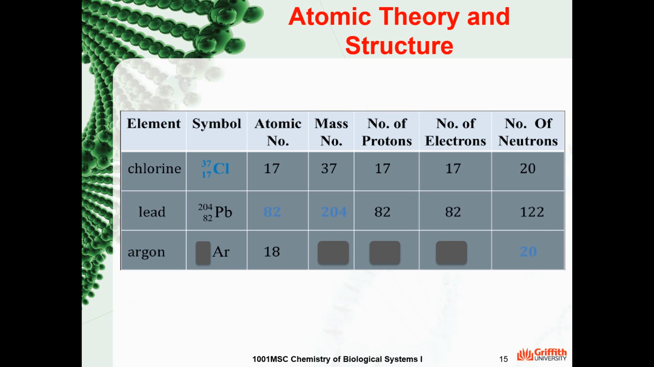In the argon example, you need to find the isotope from the given information. You have the atomic number of 18 and 20 neutrons. Please pause the video and try to fill in the table by yourself. Remember to practice this concept further using the textbook and workbook questions, and we will go through many examples in the tutorial session.